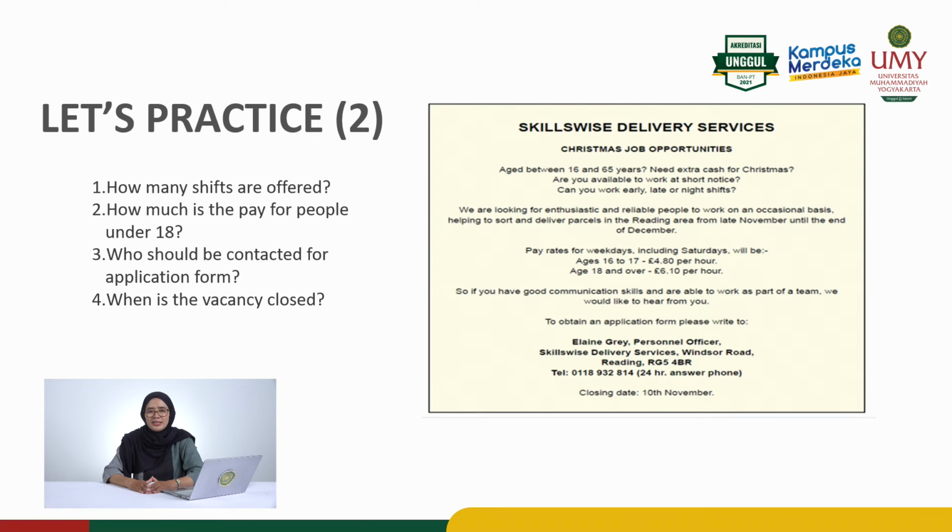Now we will have more practice. Question 1. How many shifts are offered? Look for the keyword shift and browse quickly. We can find in the text that information which is close to the word shifts refer to the shifts: early, late, or night shift. Second, how much is the pay for people under 18? Scan for the word that informs pay, amount of money, because the question begins with how much. Yes, we can find here that some amount of money shown with the pound sterling symbol. So the answer to question number 2 is 4.80 pounds per hour.